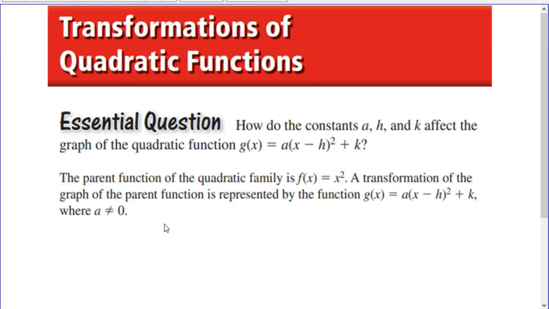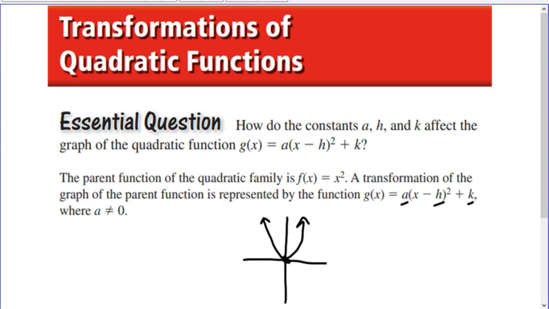Okay, the parent function of the quadratic family is f of x equals x squared. And just to recall, when you have f of x equals x squared and you graph that on a coordinate plane, an xy axis, you get a parabola where the vertex right here is at the origin. That's the point 0, 0. So again, we're going to be moving the parabola using a, h, and k.